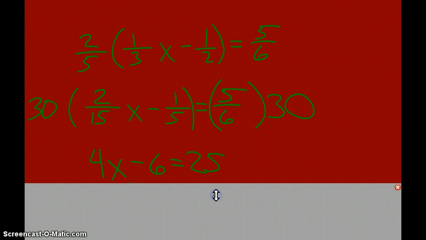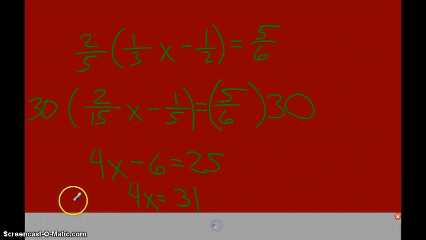That gives us a nice easy equation by doing 30 times 2/15. 30 divided by 15 is 2, times 2 is 4. 30 divided by 5 is 6, times 1 is 6. That's where the 4 and the 6 came from. And 30 divided by 6 is 5, times 5 is 25. So now we have a very simple equation we're all very comfortable with.